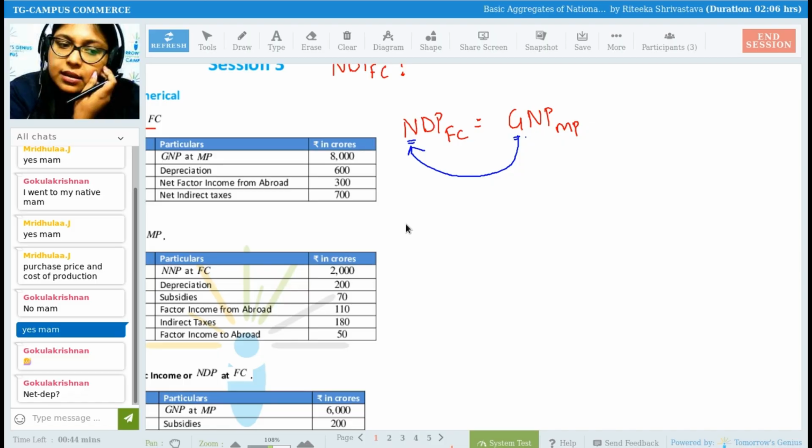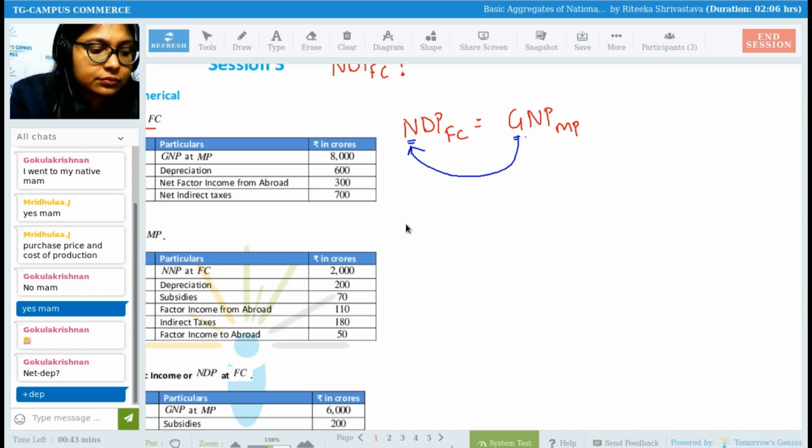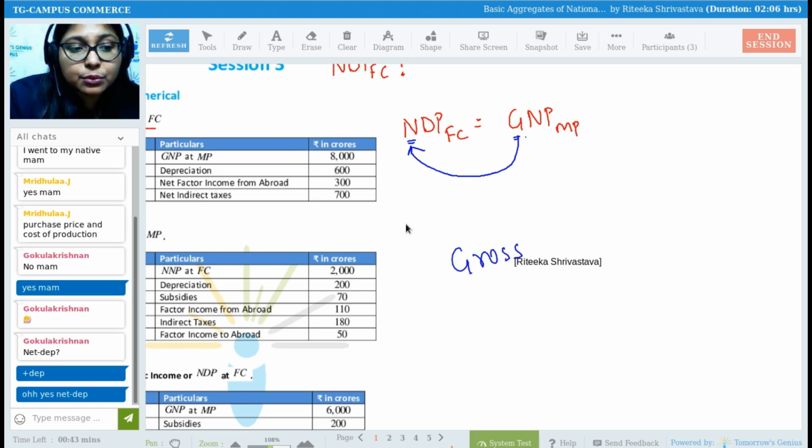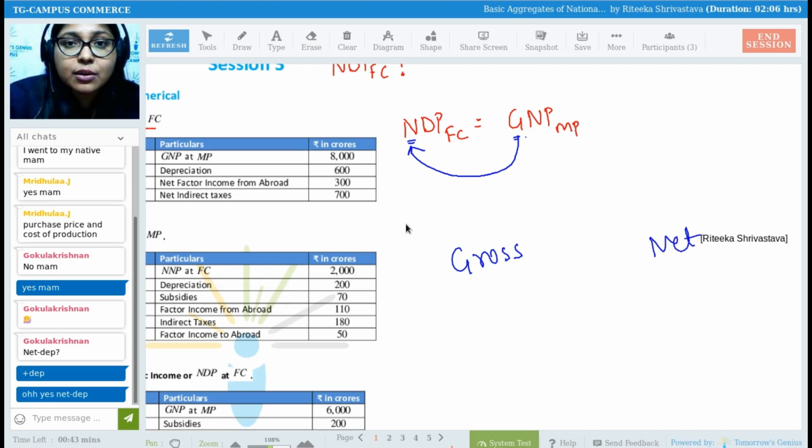Okay. Gokul says minus depreciation. What about others? Jaini and Mridula? Plus from gross to net. Not from net to gross. You have to go from gross to net. Recall, gross is the actual value. Net is the value which is remained in our hands after doing the deductions.